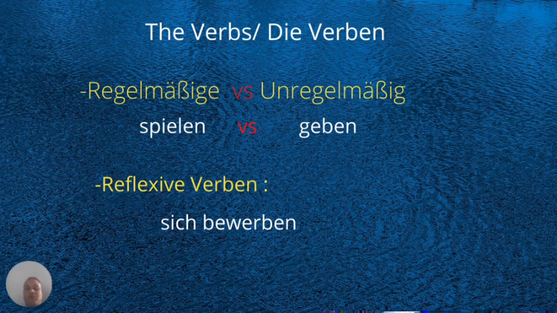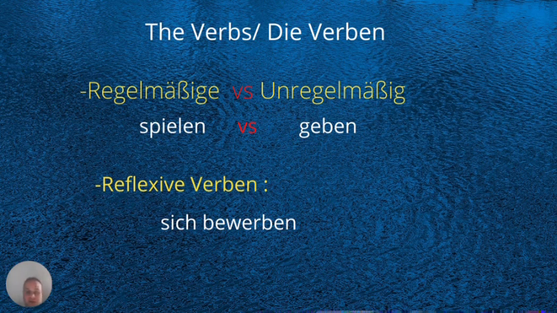For example, ich spiele, du spielst, er spielt, sie spielt, es spielt, wir spielen, ihr spielt, sie spielen. It means we follow just the rule. We add an e, an st, and so on. This is regular. We also have irregular verbs, as in other languages.